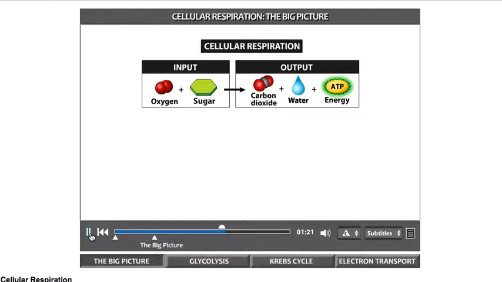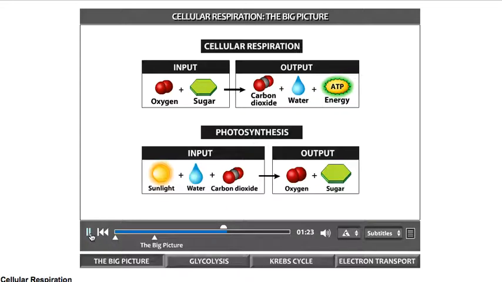Cellular respiration is a bit like photosynthesis in reverse. Note that in photosynthesis, oxygen and sugar are products of the reaction, while they are inputs in cellular respiration. In cellular respiration, carbon dioxide and water are products of the reaction, while in photosynthesis, they are inputs. In photosynthesis, the sun provides the energy to power the reactions, while in cellular respiration, the released energy is stored in the bonds of ATP.